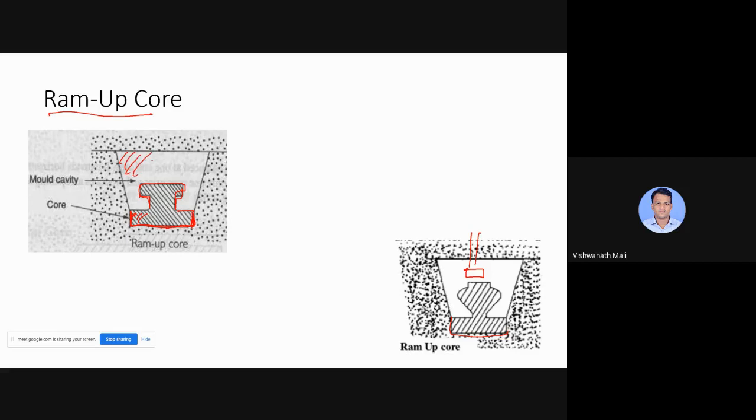Then we go for pouring the molten metal. The molten metal will get filled, and once it has solidified, we remove this and we break this core, whatever the black shaded part is there. So it is placed at the bottom, and it is getting rammed into the mold. That's why it is called ram up core.